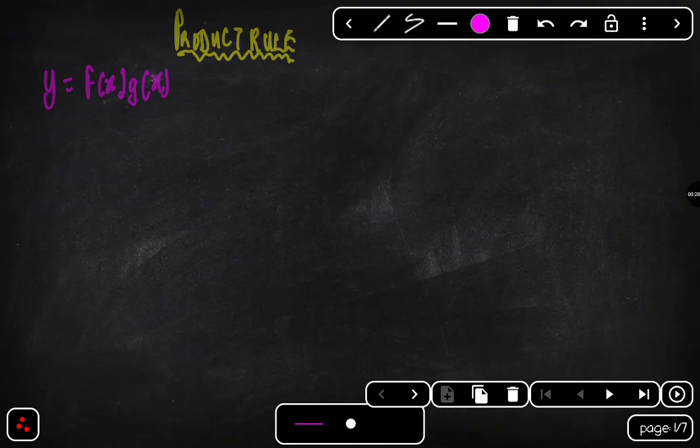So you can see this is the product of f of x and g of x. f of x is a function, g of x is also a function. They are a product. How can we differentiate it? That's what we'll be doing in today's video.